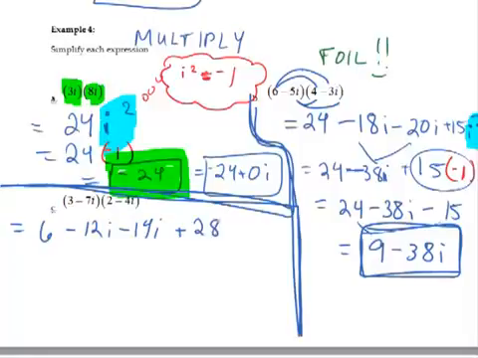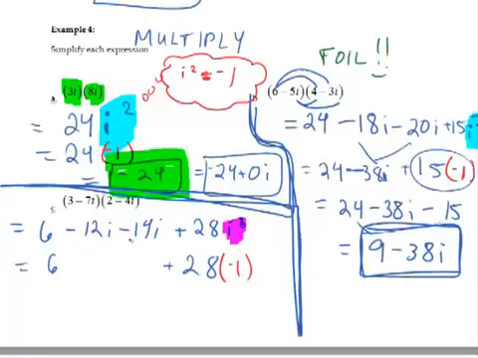positive 28i squared. Remember, we have the squared in there. Don't forget the little i squared. So we will substitute for him in our next line with a negative 1. So we have 28 times a negative 1.